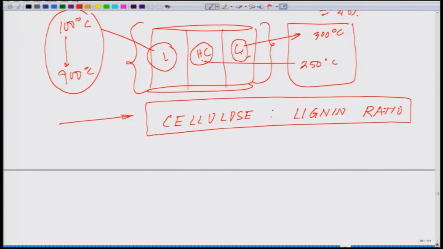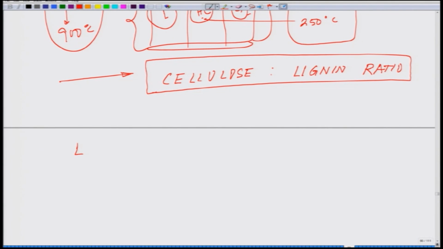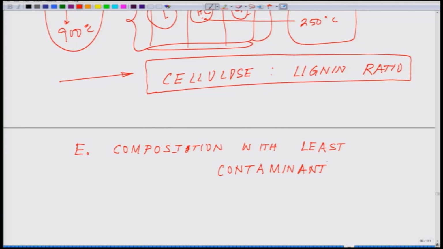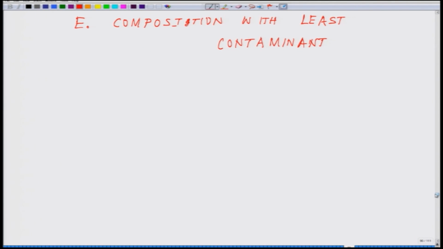This is very critical for you to understand: the cellulose to lignin ratio will further determine point E, which is why I had to go to the contaminant point, composition with least contaminant. For example, some of the species have a lot of alkali metals and have a lot of issues with it. And F, we have already talked about, these crops should have low nutritional requirements.